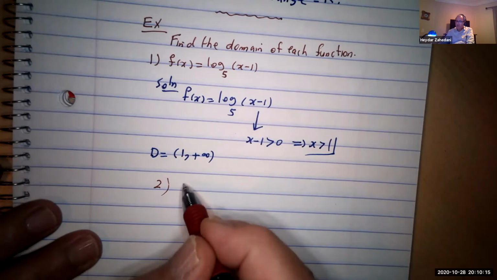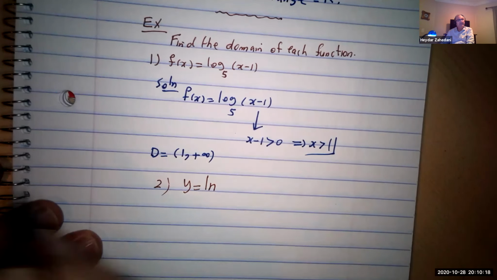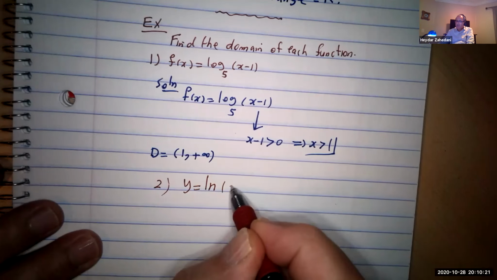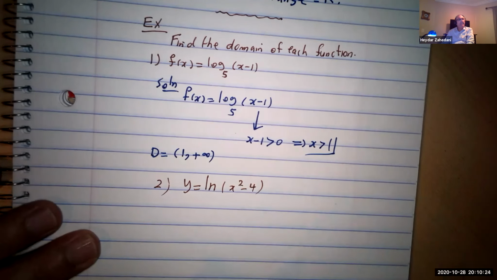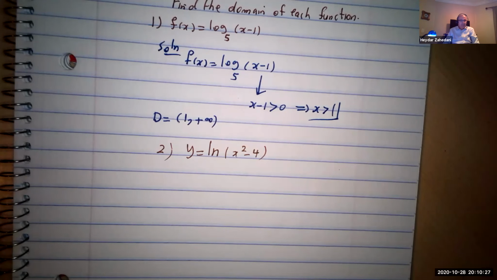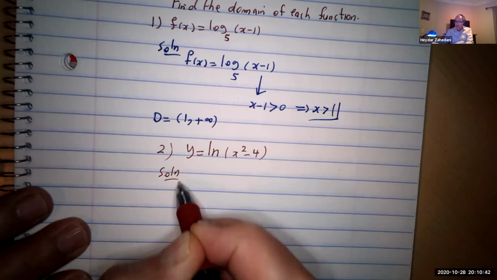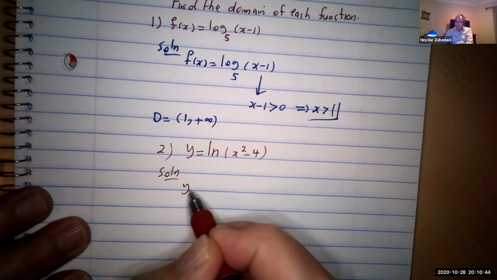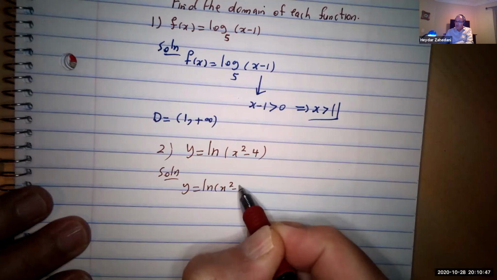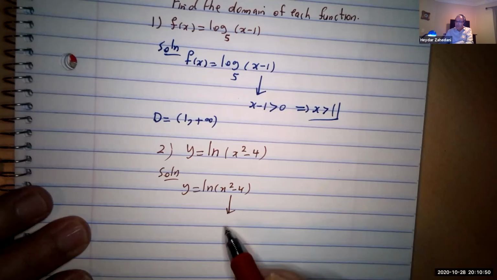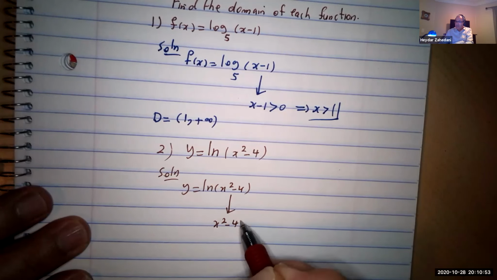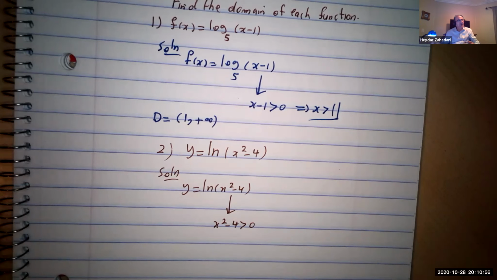Type 2 is this famous function for calculus, y equal to the ln of x squared minus 4. See, that's the ln function. It doesn't matter, it's a log function. So the inside cannot be negative. So this function is defined if x squared minus 4 is positive. Solution. I have the ln of x squared minus 4, and you have to guarantee that this is positive. You see, you have to solve this inequality.